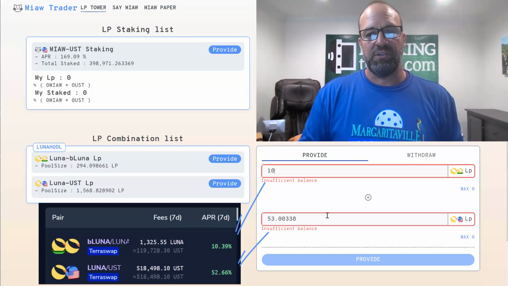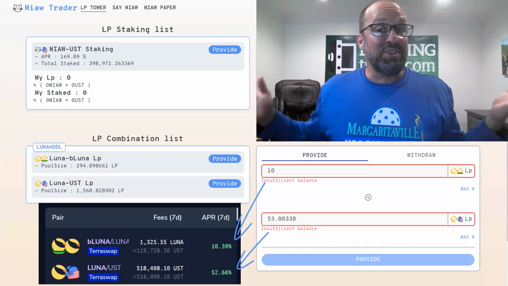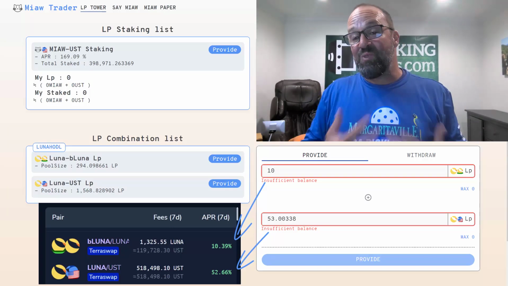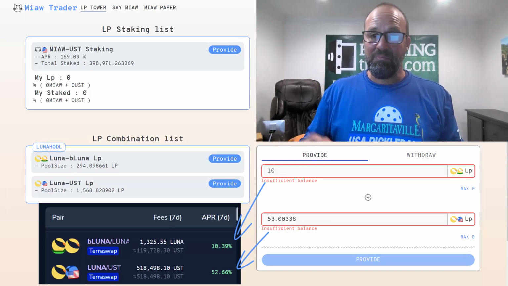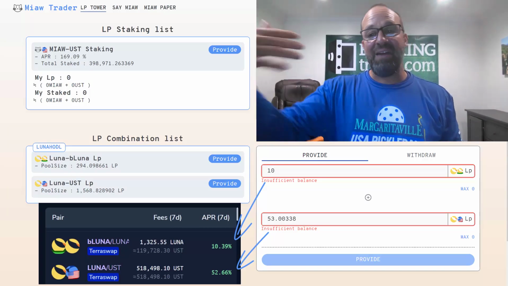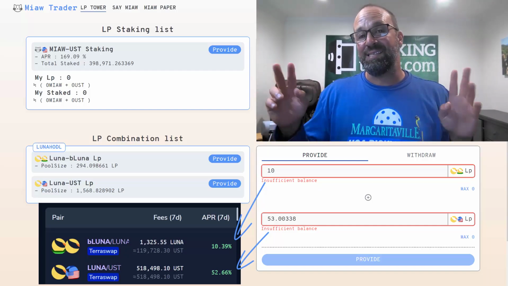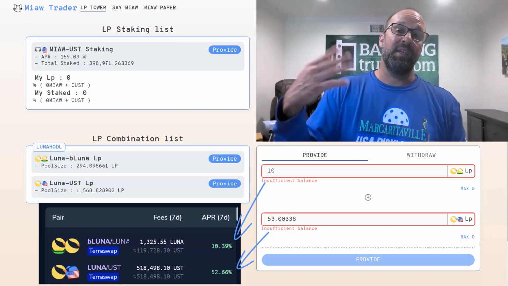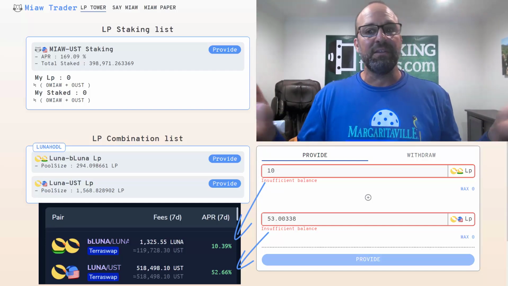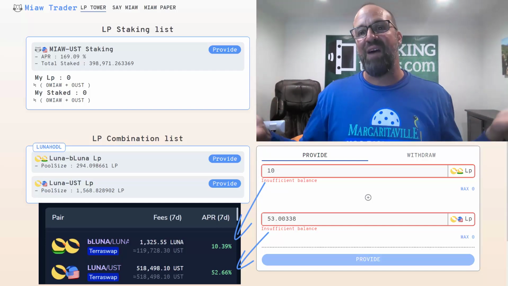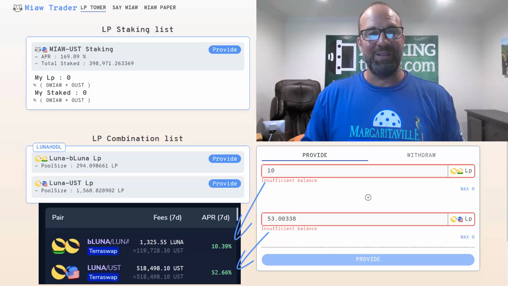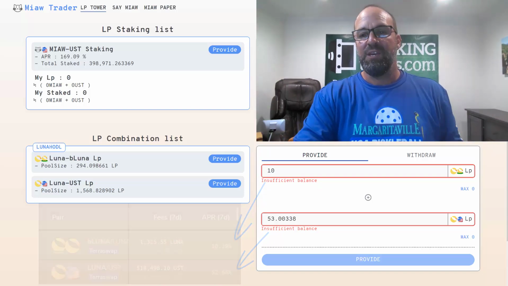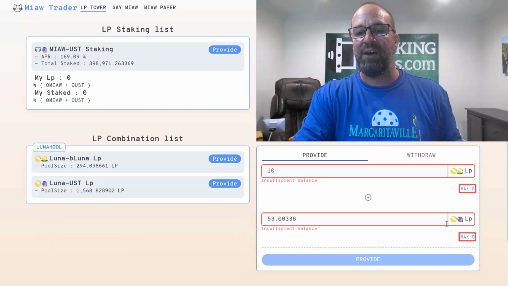Now, these are kind of arbitrary numbers, but I think it's interesting that they're very similar to the yields we just saw. I don't know if that was just a coincidence or what, but I thought it was really interesting that I was going to provide about 5x the amount of Luna UST LP tokens than Luna bLUNA, and that the yield of those were about 5x what the other was. So really, really interesting.